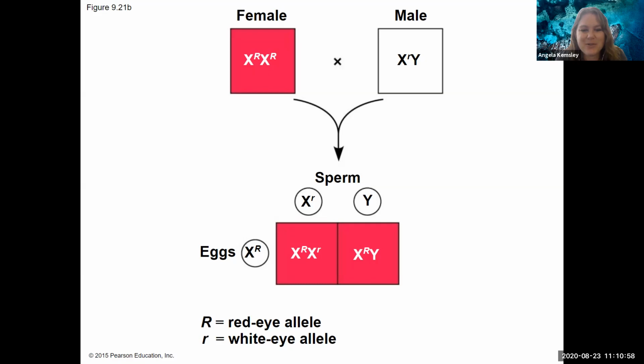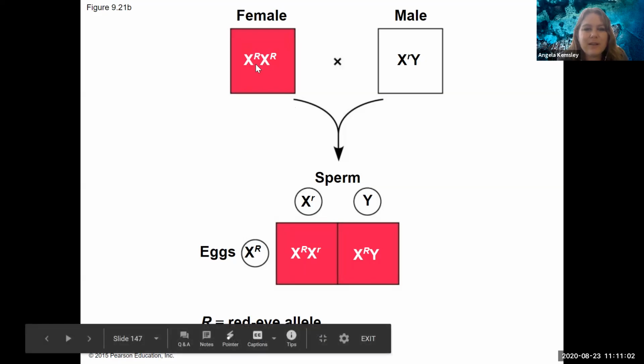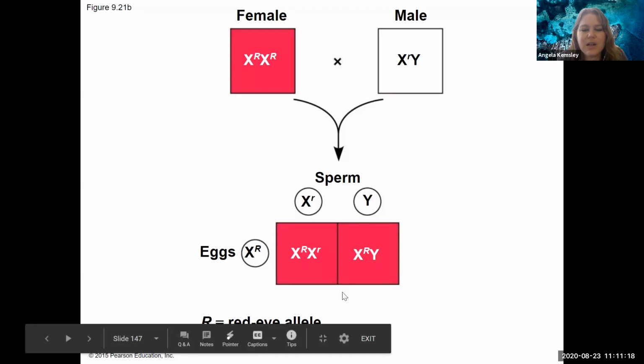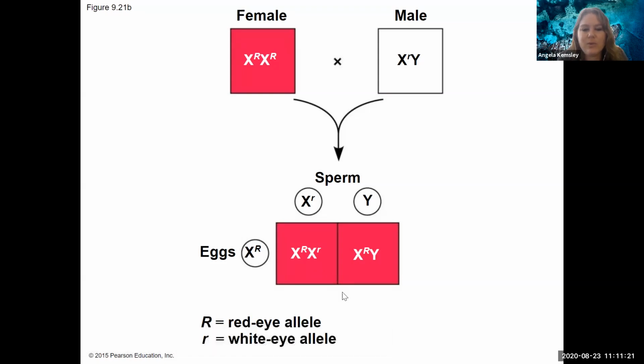So this shows you a little cross here. We can have XR, XR here. So this one is homozygous dominant for red eyes, mixed with a male who has just the one X. So it's just the X little r, which means when we mix them, we get these different combinations down here, but all are going to be red eyes.